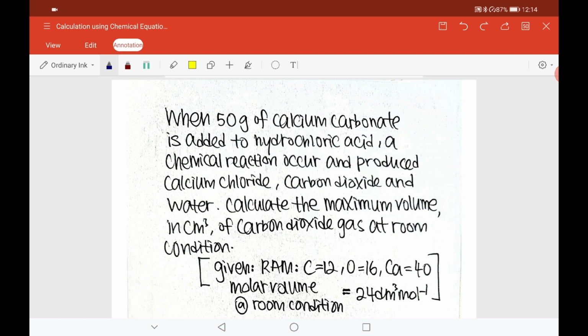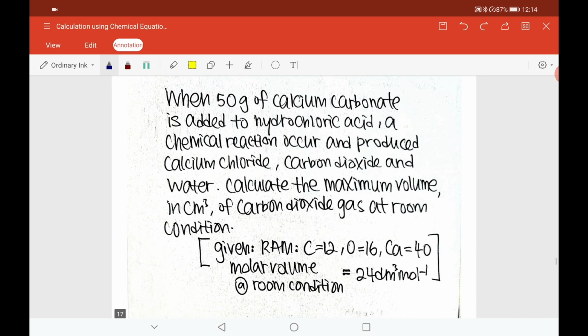When 50 grams of calcium carbonate is added to hydrochloric acid, a chemical reaction occurs and produce calcium chloride, carbon dioxide, and water. Calculate the maximum volume in cm cube for the carbon dioxide at the room condition. So how to do the question? Step number 1, always write a balanced chemical equation first.